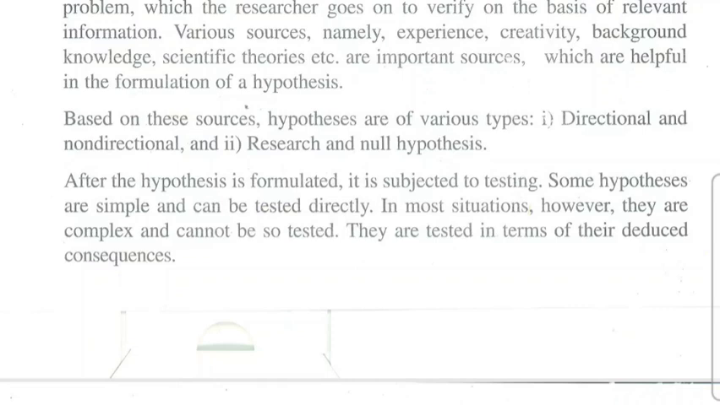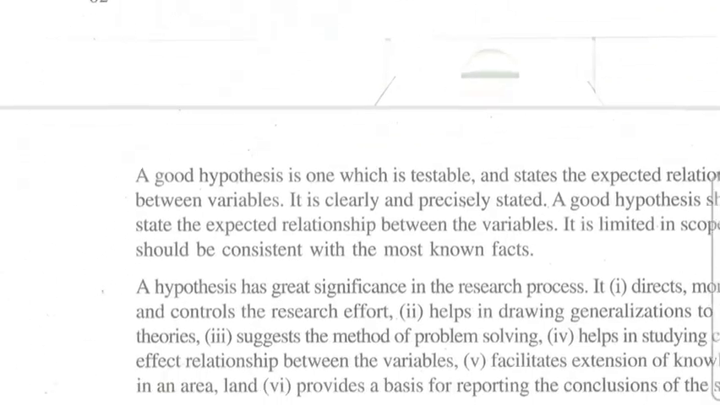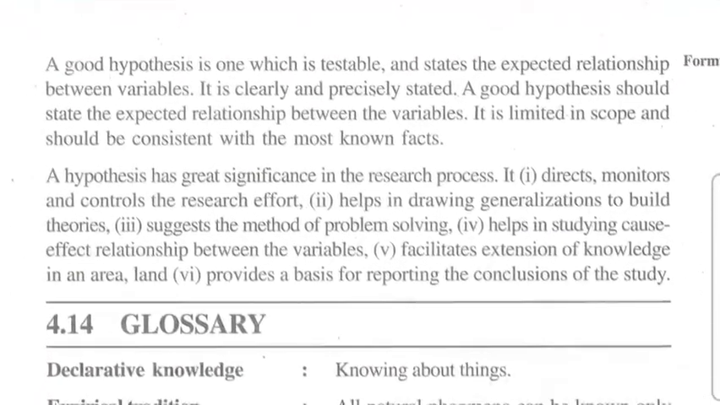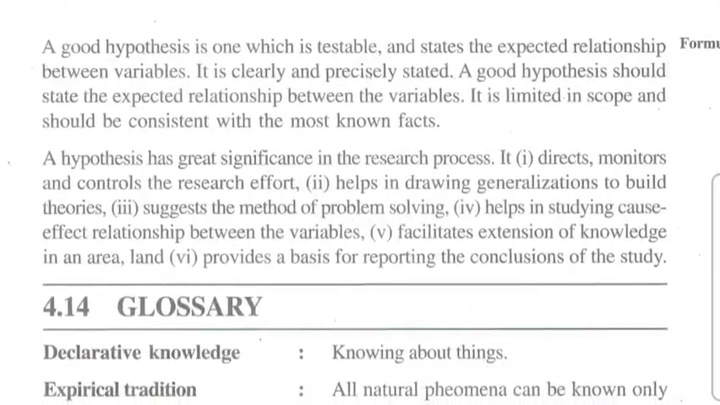Some hypotheses are simple and can be tested directly. In most situations, however, they are complex and cannot be so tested. They are tested in terms of their deduced consequences. A good hypothesis is one which is testable and states the expected relationship between variables. It is clearly and precisely stated. A good hypothesis should state the expected relationship between the variables. It is limited in scope and should be consistent with the most known facts.